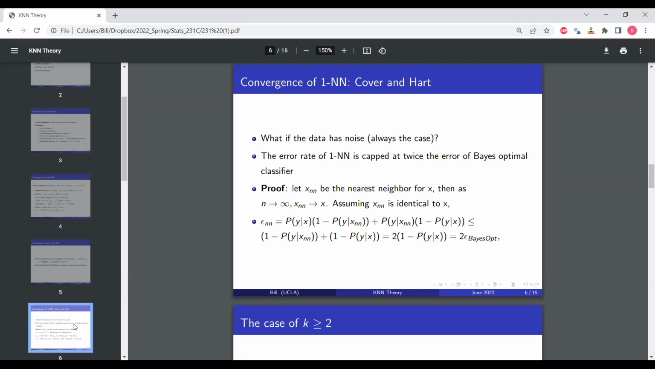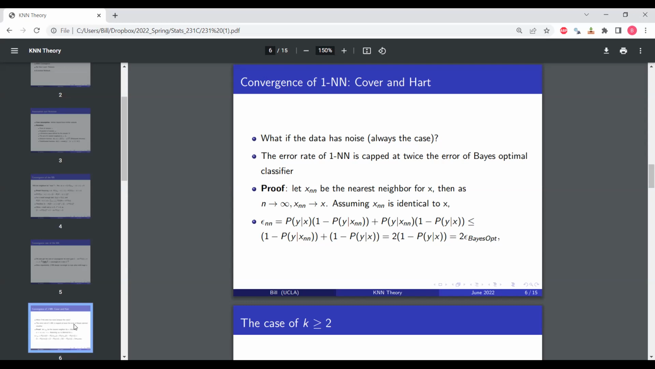Let's just introduce some new variables. Let x_n be the nearest neighbor for x. Then, as we previously established, as n approaches infinity, x_n approaches x. So here, let's assume that x_n is identical to x, and what we have is the error value. For example, for a classification function, this is the probability of y conditioned on x times the probability that the x_n result is wrong, plus the probability of y conditioned on x_n, which is the nearest neighbor, times 1 minus when we wrongly estimate y based on x.